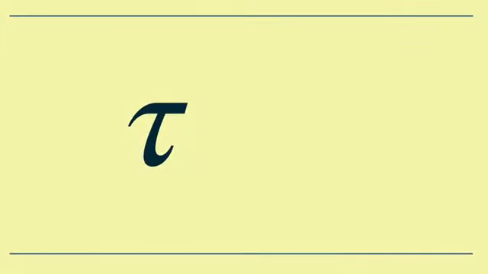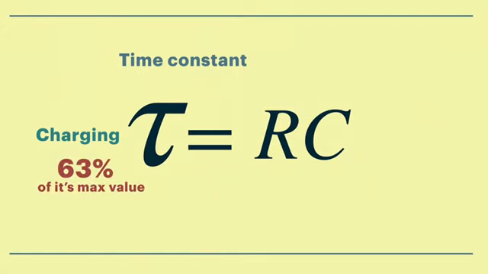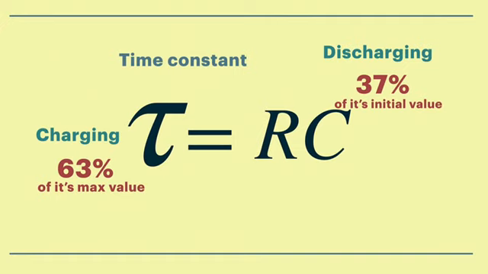Do you notice the symbol of tau in the graph? Tau is called the time constant. The equation of time constant is given by tau equals RC, where R is the resistance and C is the capacitance. For the charging process, the time constant is the time taken to charge the capacitor to about 60% of its maximum value, while for the discharging process, it is the time taken to discharge the capacitor until the amount of charge left on the capacitor is 37% of its initial value.